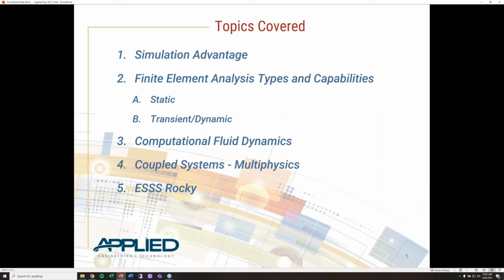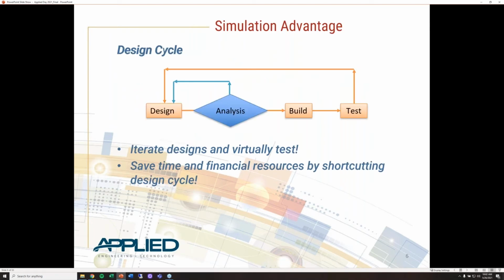The topics we're going to cover today, we'll start out with the generic advantage that we believe simulation and analysis can provide. The real bulk of this presentation will focus on finite element analysis types and capabilities. We'll divide those into two categories, static and then transient and dynamic. We'll also talk a little bit about computational fluid dynamics, coupled systems and multiphysics, and ANSYS's partnership with ESSS Rocky. So with that being said, we'll dive right in.